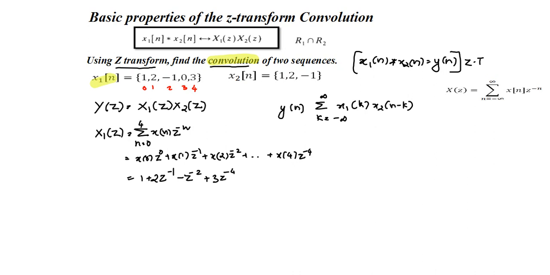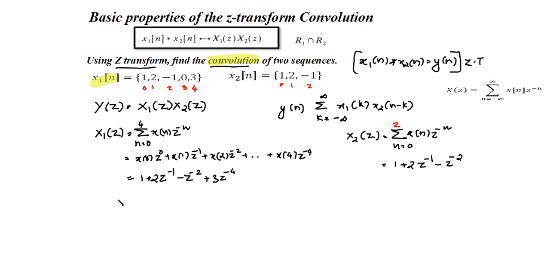So we'll get X1 of z like this. Now I can write X2 of z. X2 of z becomes sigma n is equal to, I can check the index values. Here it is 0, this is 1, and this is 2, so it starts only from 0 to 2. So I can write x of n into z raised to minus n. If we expand this, you can write 1 plus 2 z raised to minus 1 minus z raised to minus 2. Okay, we got the two signals.